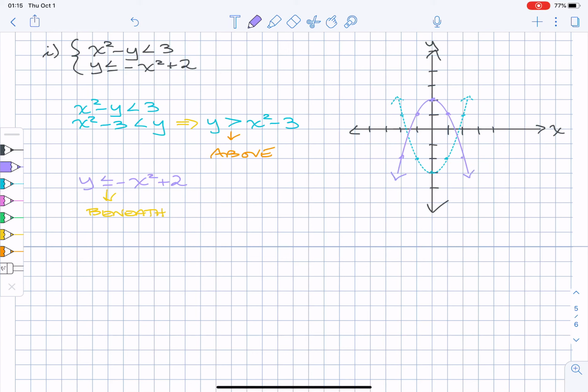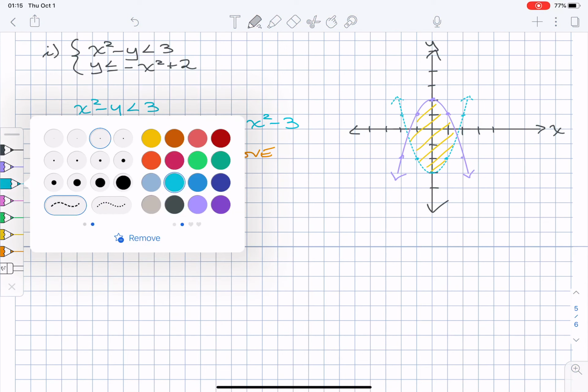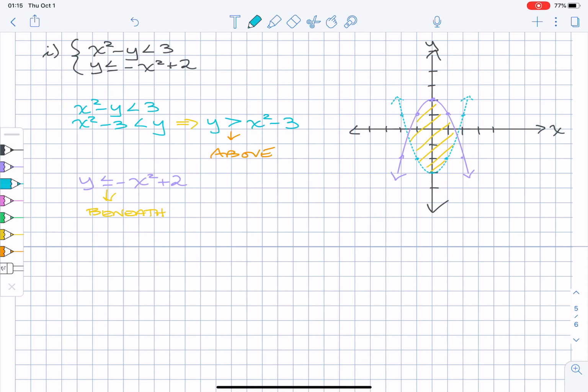Okay, so we know we're beneath the purple guy. But we're simultaneously above the blue guy. So it's that region in between both that is the solution.